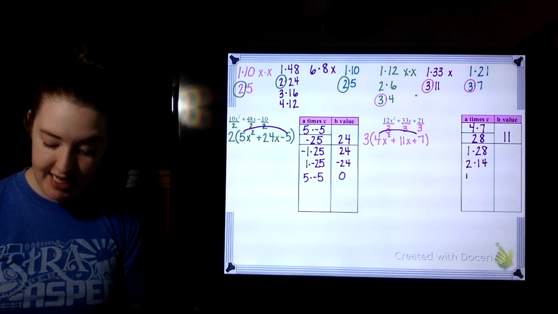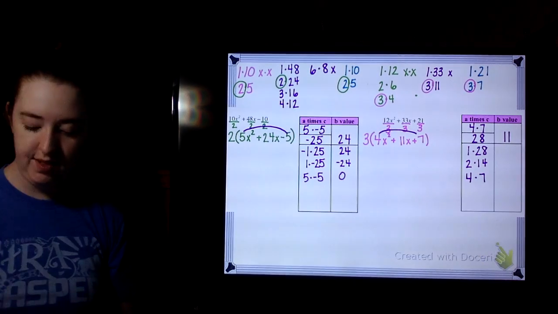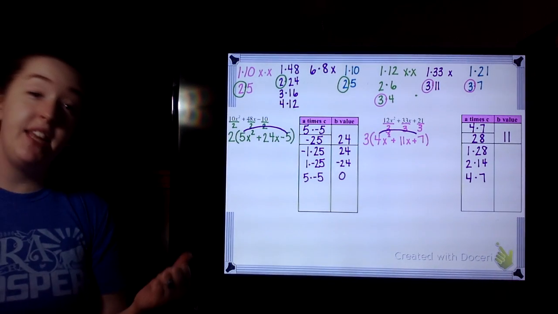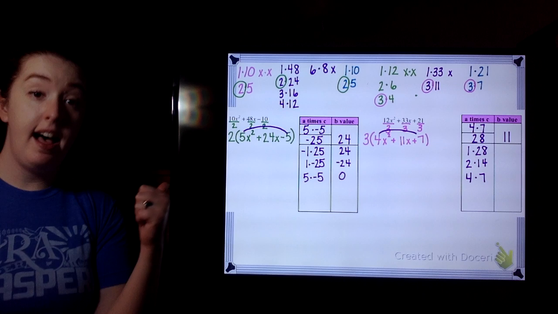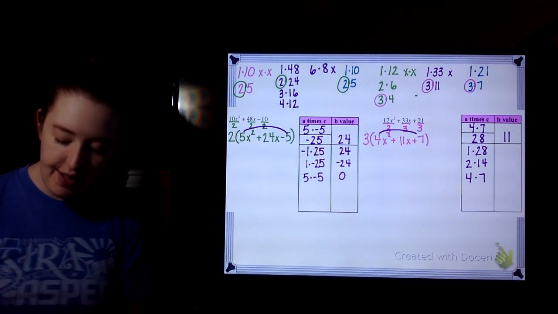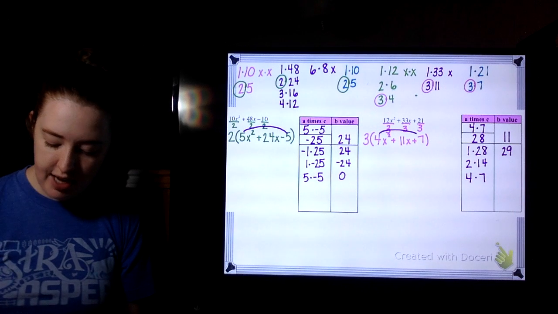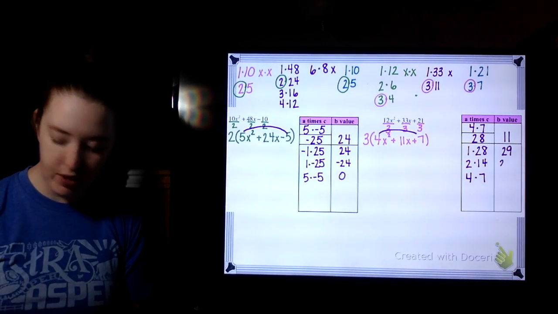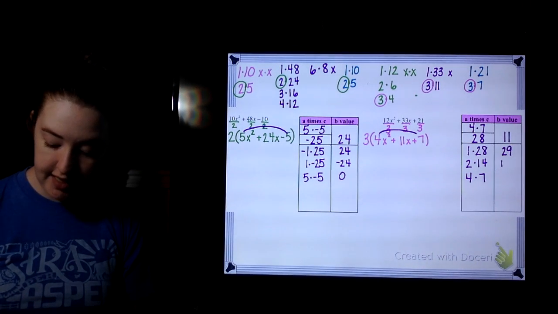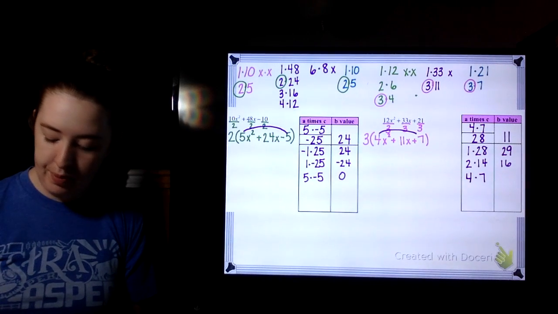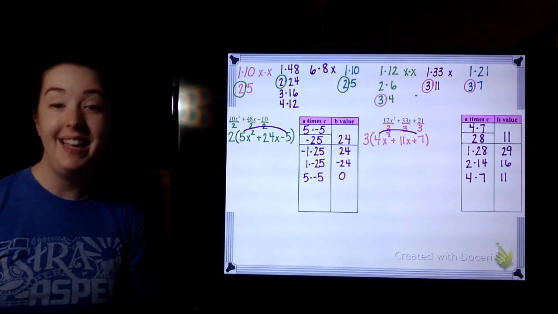Let's see, 3 doesn't go into it. 4 goes into it. That's 7 times. All right. And then we need to add things together on the left side into the right column. So 1 plus 28 is 29. 2 plus 14 is 16. And 4 plus 7 is 11.